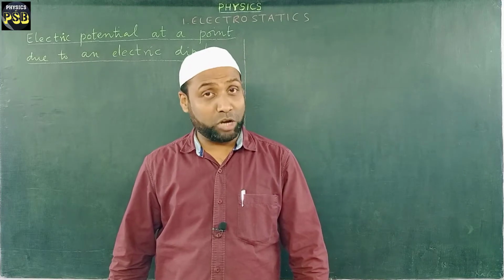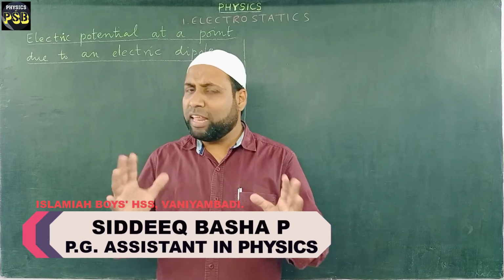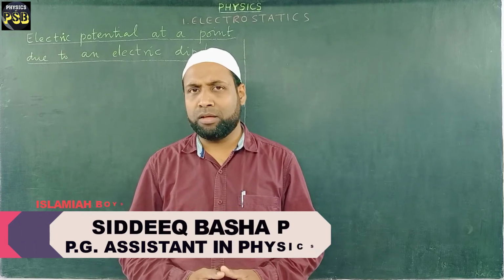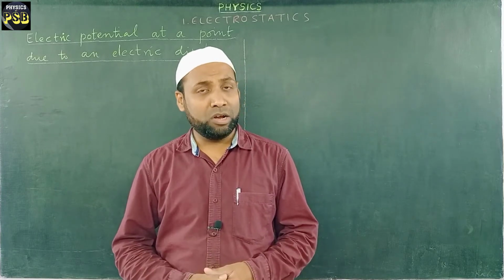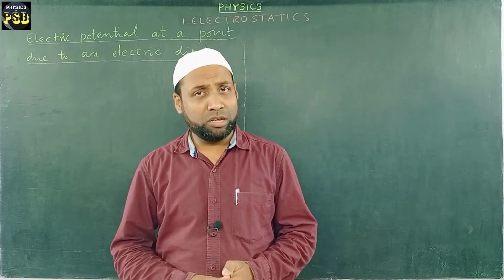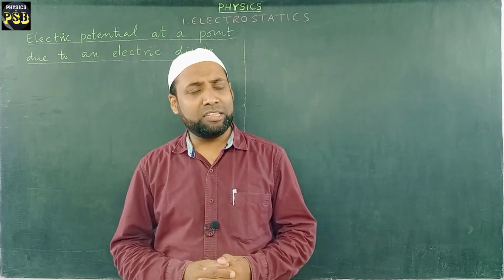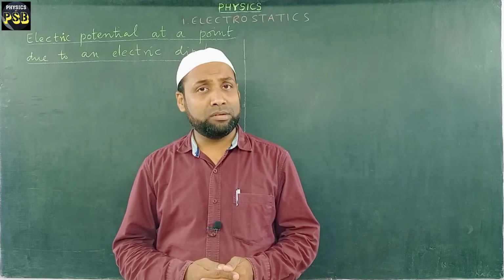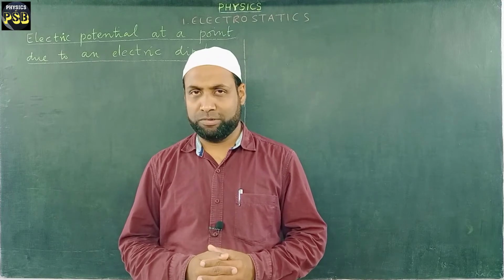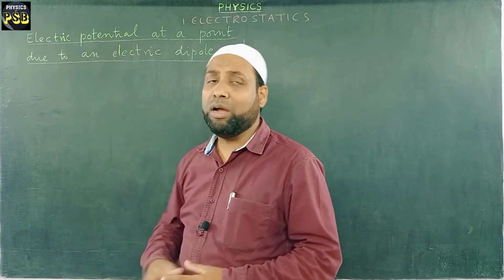When a positive charge is brought near another positive charge, there exists a force of repulsion between these two charges. We know the work done to bring a unit positive charge from infinity to a point against the force of repulsion is referred to as electric potential. In this video, we are going to get the expression for electric potential at a point due to an electric dipole.